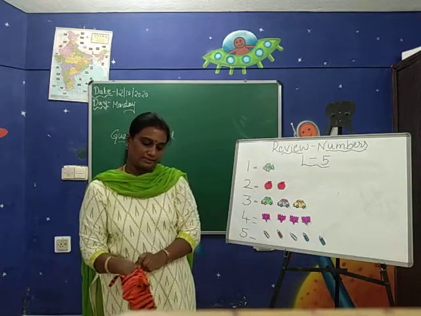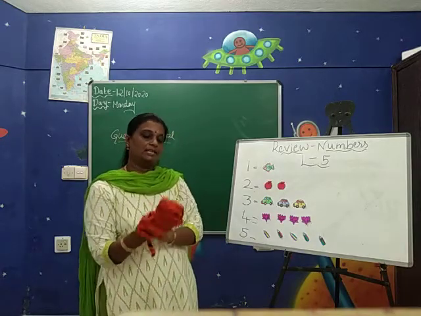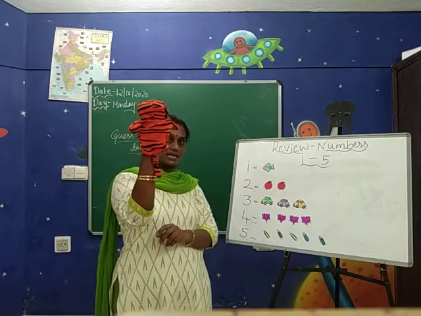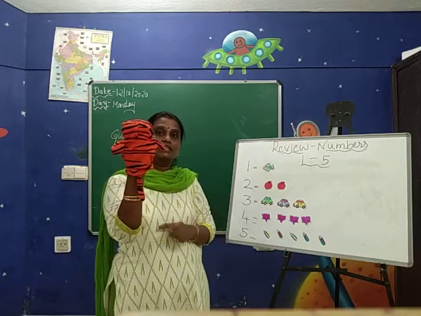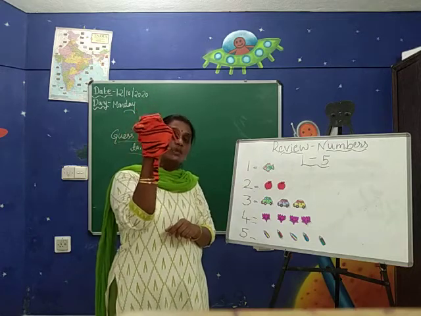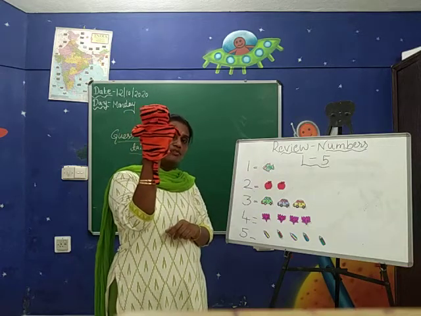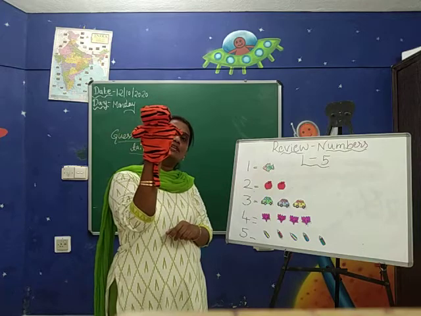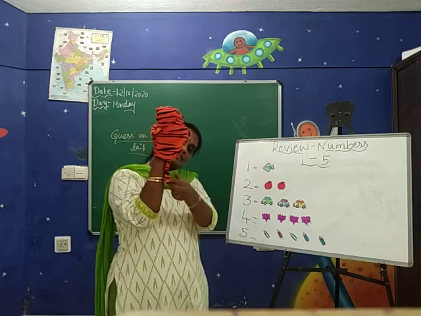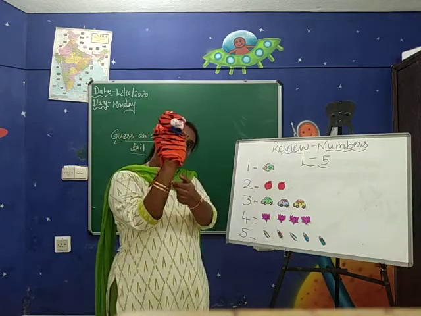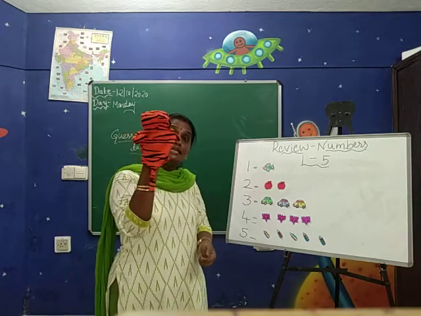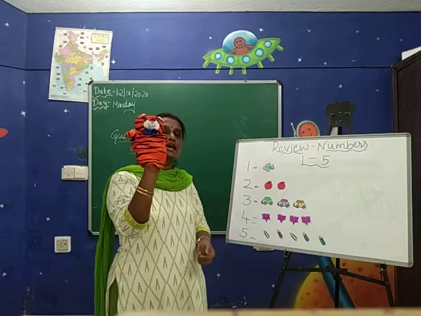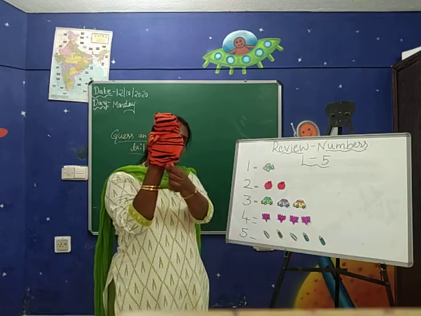Next is, it lives in the forest. Yes, it has sharp teeth. Yes, it fights with the other animals. Which animal is this? Can you find? This is also a wild animal and it lives in the forest. Yes, see the tail, children. This is tiger and it is the national animal. Yes, tiger. So you can see the tail.